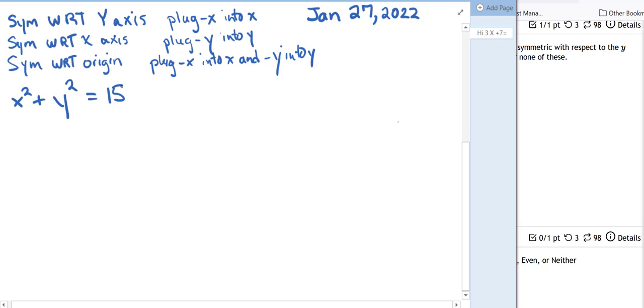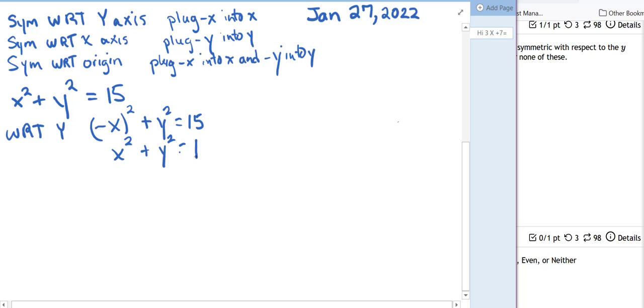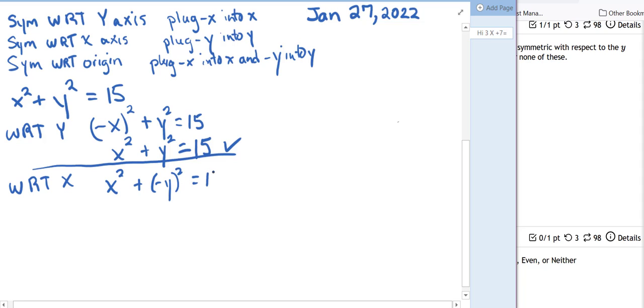So if we test it for symmetry with respect to y, that says plug negative x into x. So I'm just going to write WRT with respect to y. So negative x into x. And we're squaring, so yes, it gives us back the original. So we have that one. If we try with respect to x, you plug into the y. And yes, it gives us back the original, so it's symmetric to x.